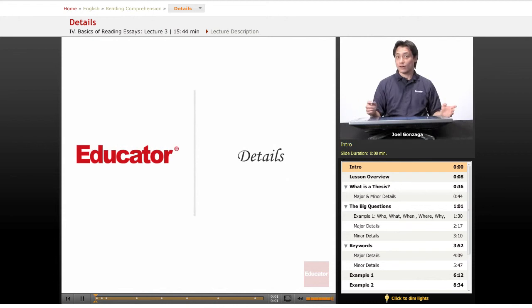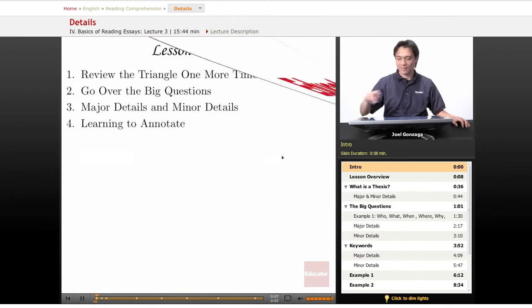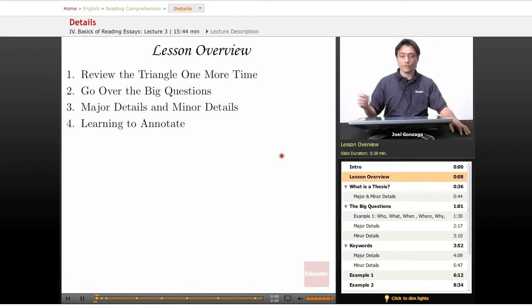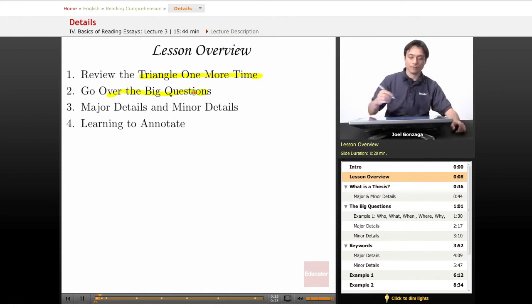Continuing on with our exploration of thesis and reading, we are going to now go into the details. Overview for this lesson will feel like we're doing writing again, and that's good. So, first off, let's take a look at that big triangle, get used to exactly what it means one more time. And then I'll go ahead and overview those big questions, the who, the what, the how, etc.